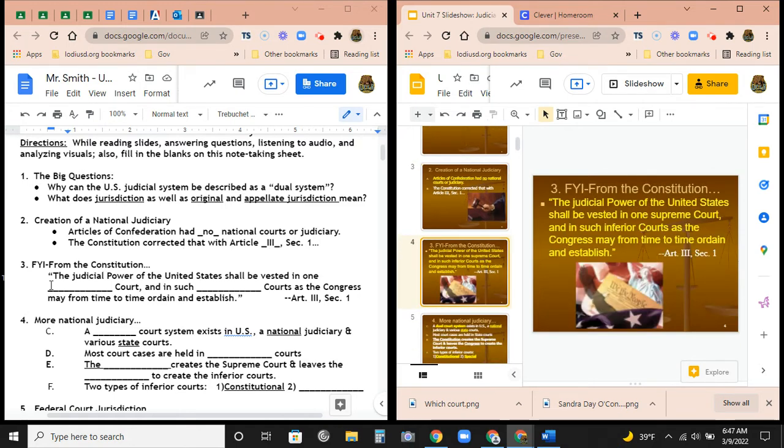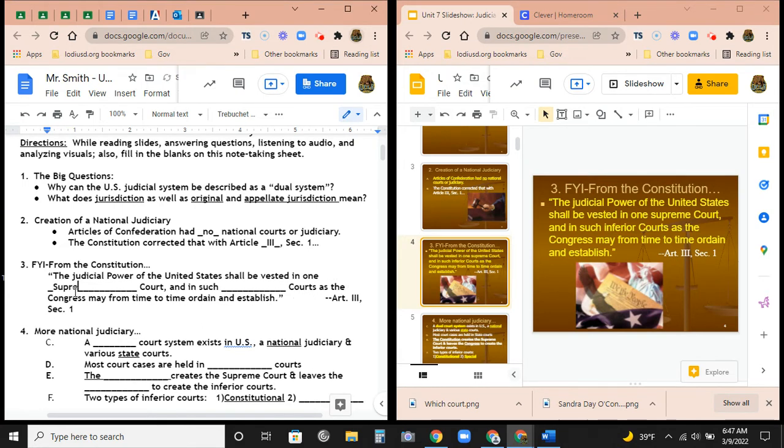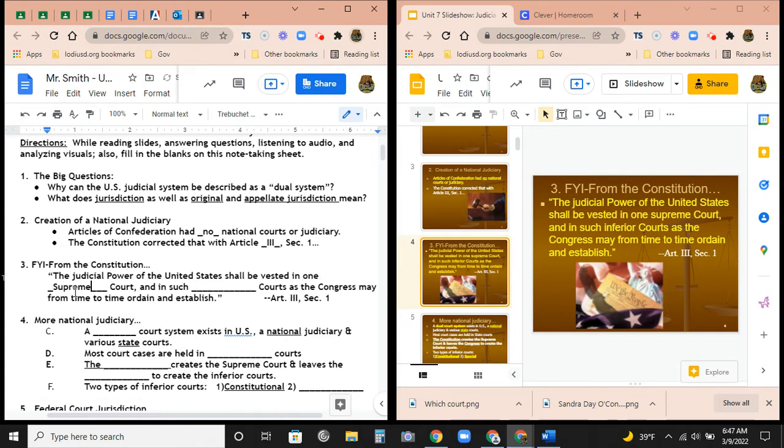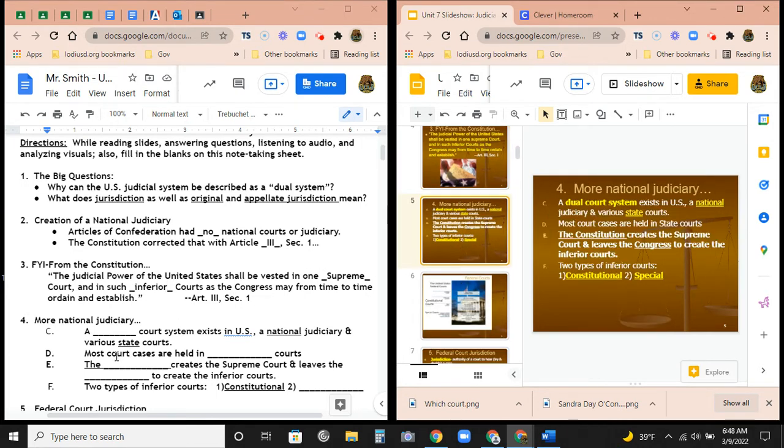From the Constitution, it's written, the judicial power of the United States shall be vested in one Supreme Court, and in such inferior courts as Congress may from time to time ordain and establish. Doesn't mean they're worse than the Supreme Court. No, it just means the Supreme Court has the final say. It's important to have hierarchy so you understand which decision is going to be the deciding one.